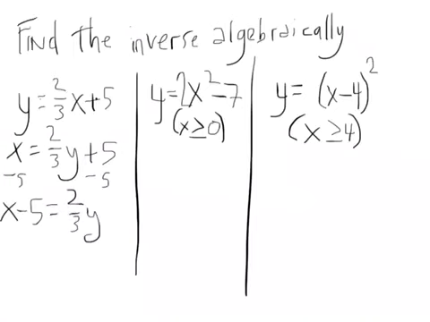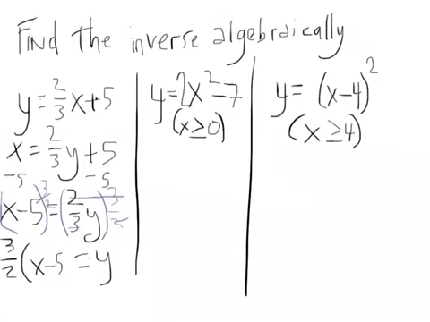Next thing that I am going to do, I notice that I have this 2/3 times y. I could divide both sides by 2/3. It's kind of going to be ugly. So I think that what I will do instead is I will multiply both sides by 3 halves. So notice what happens here. This is like 6/6, which is just 1. So once I pull off that little trick, this is just a y. This is 3 halves multiplied by x minus 5.